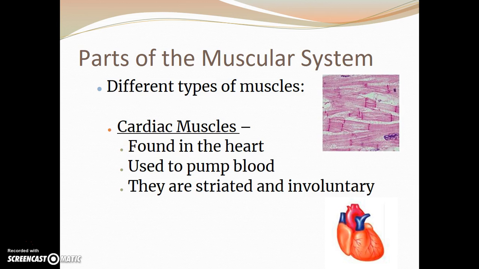The big difference here is cardiac muscles are involuntary. We do not have control over our heartbeat. Yes, we know that if we run or exert ourselves, our heartbeat will speed up, but that is an involuntary response that naturally occurs because our cells need more oxygen and nutrients when we exert them. And so again, we don't really have control over that.